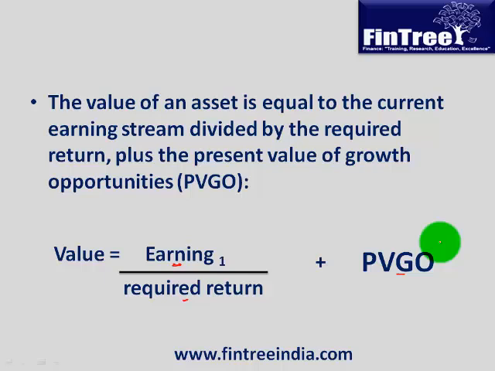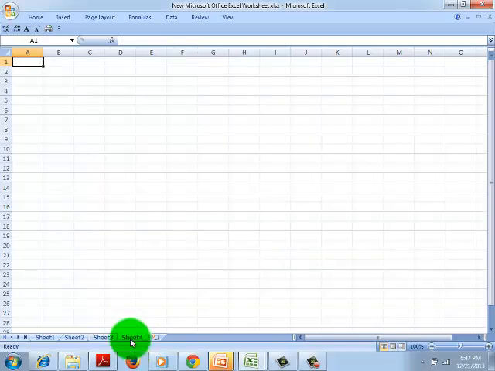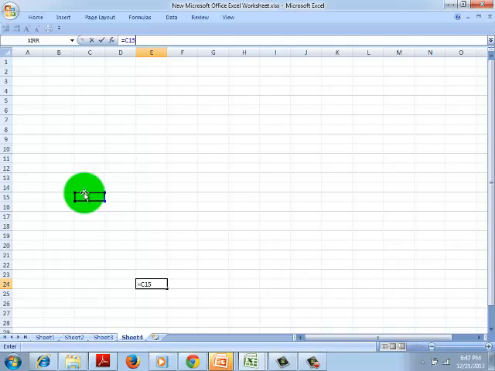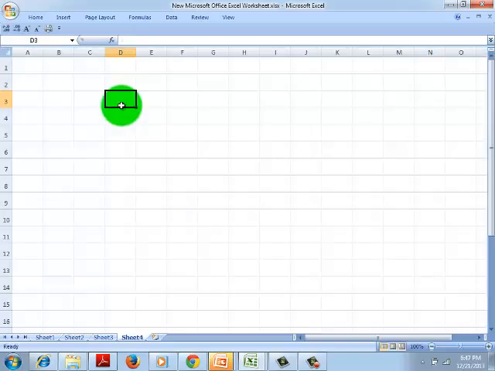For future growth. Let's do an example. Let's say you're looking at a company which currently earned, let's say, 10 rupees. Now the required rate of return on this company is 10%. Now the company's got two choices. This is earnings, not dividend.